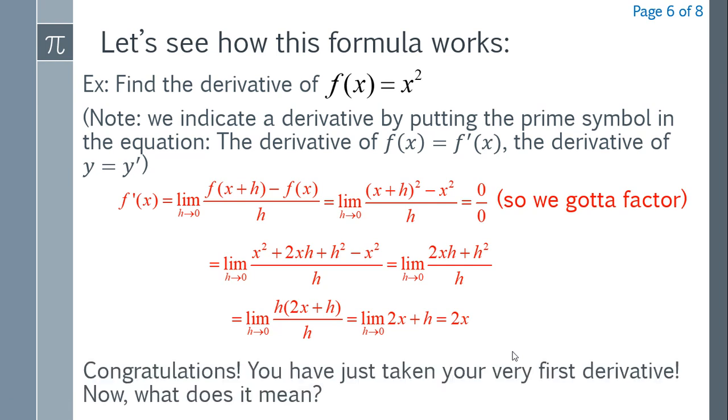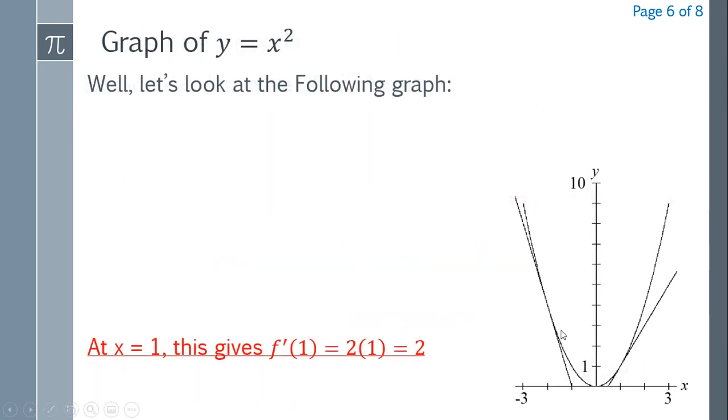So you've just taken your very first derivative. What that means is that the slope of this graph, x squared, at any point along it is going to be 2x. So if I look at the graph of y equals x squared, let's say at x equals 1, f prime of 1 was 2 times 1, which is 2. So my slope at x equals 1 is 2.